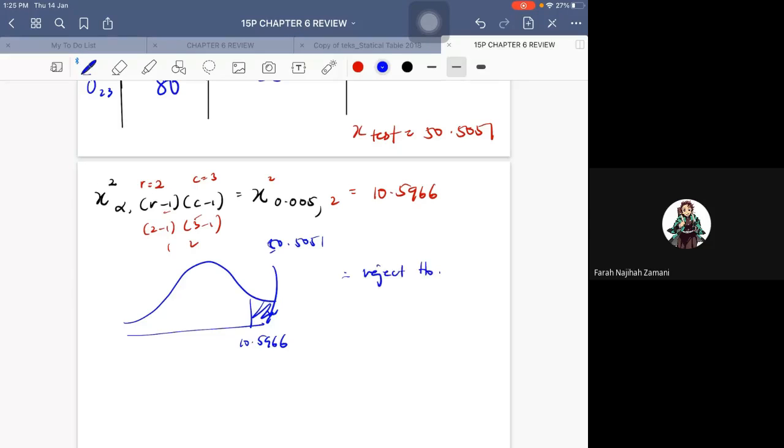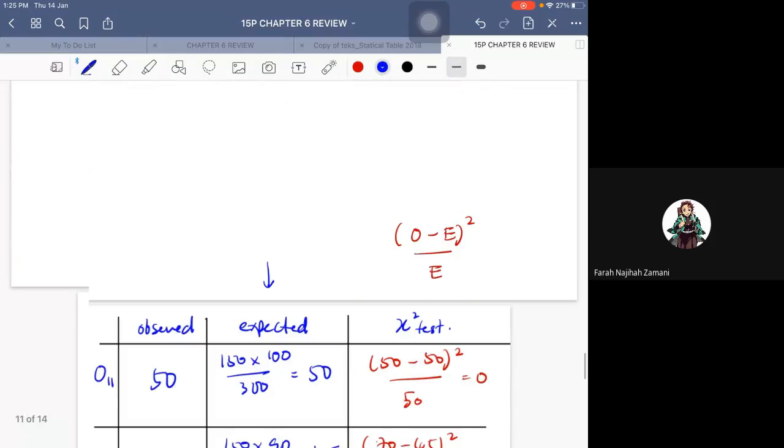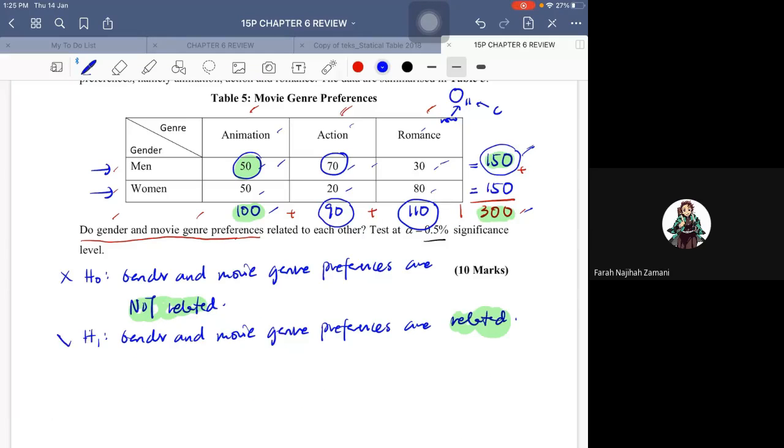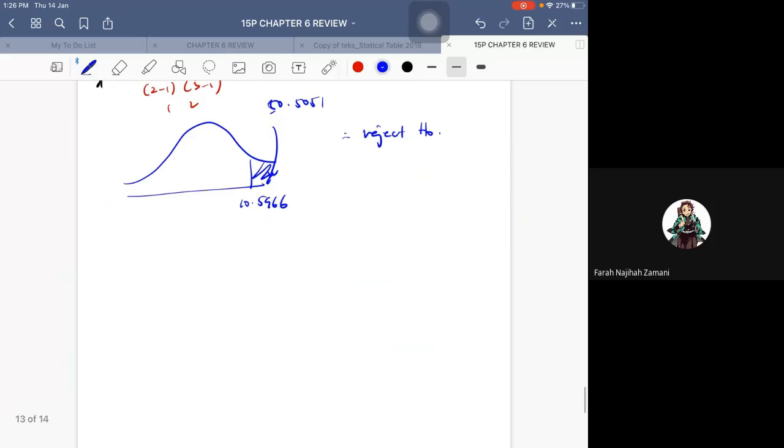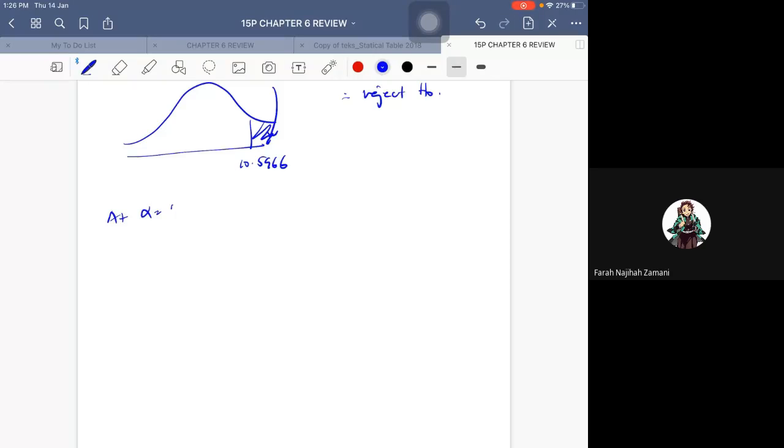So what does it mean if we reject H null? It means that this is not true, and the alternative is the correct one. So meaning that the gender and movie genre preferences are related. So we're going to say that at alpha equals 0.005, the gender and movie genre preferences are related. That is going to be our conclusion. That's it. That is all that you have to do.